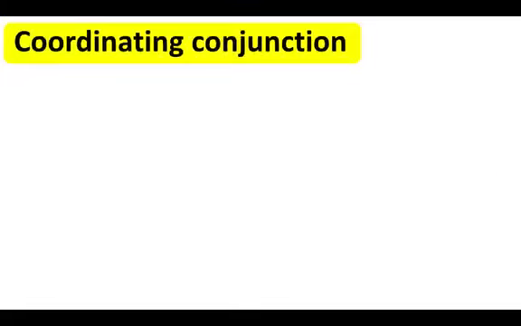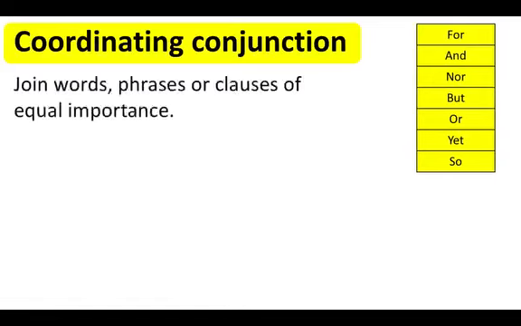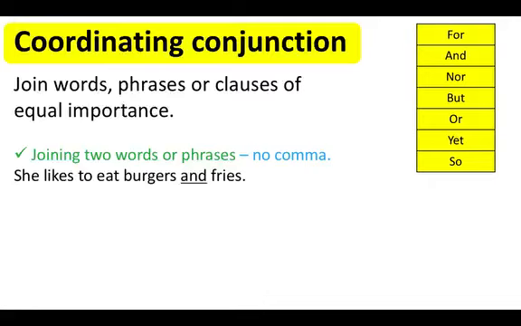Coordinating conjunction. This type of conjunction is used to join words, phrases, or clauses of equal importance. This includes for, and, nor, but, or, yet, so. When joining 2 words or phrases, we generally don't require a comma. She likes to eat burgers and fries.